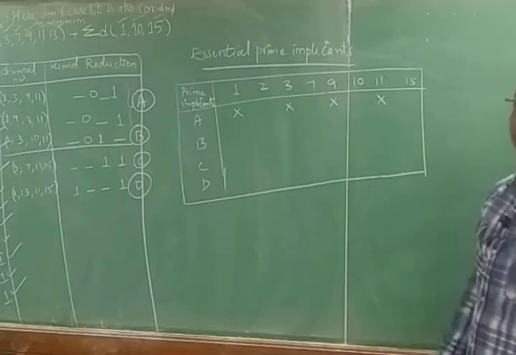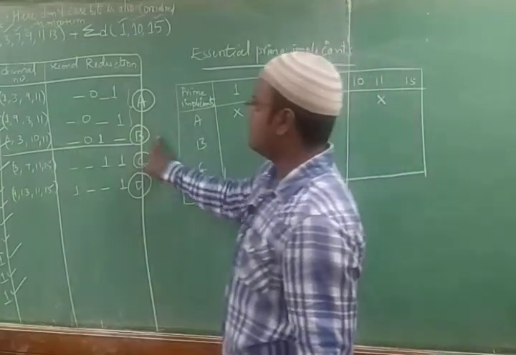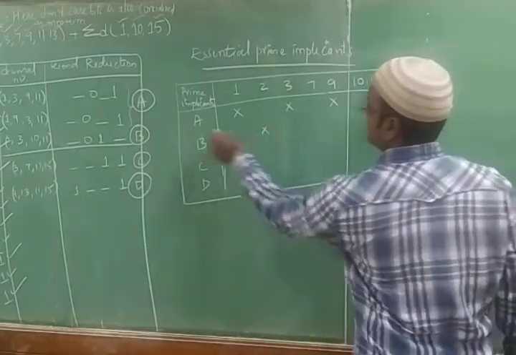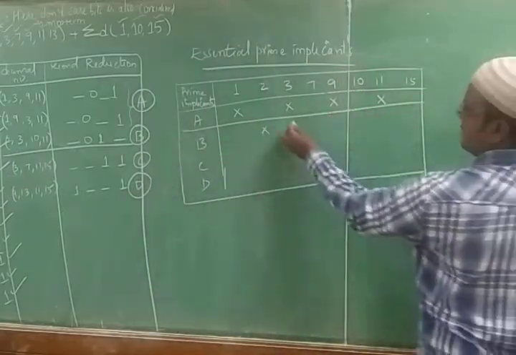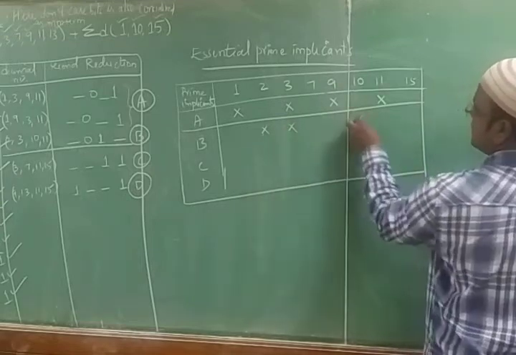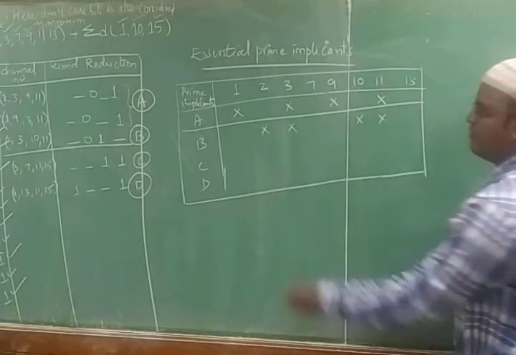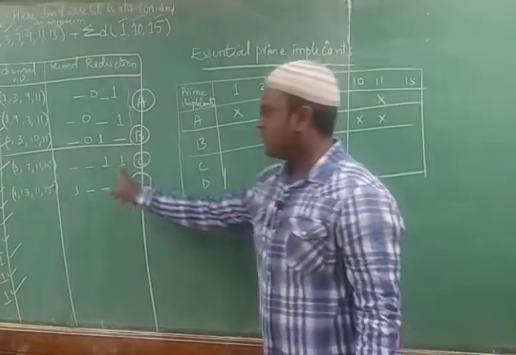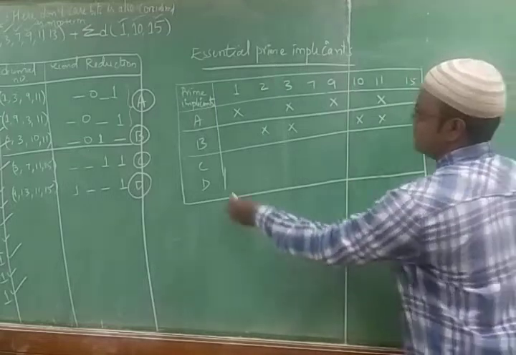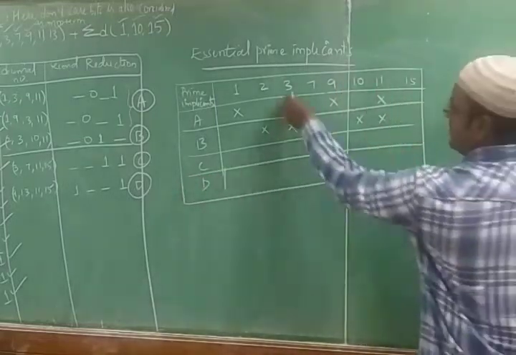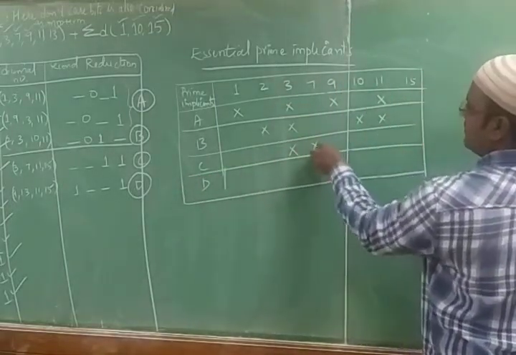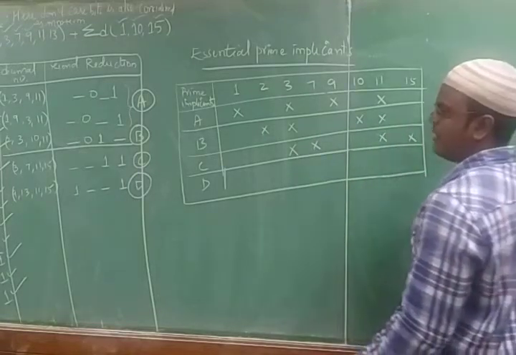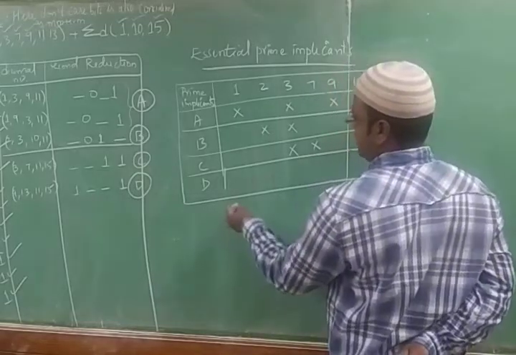We put the cross. Similarly for B, what is the B value? 2, 3, 10, 11. So this we wrote. Next is C. What is the C value? 3, 7, 11, 15. We wrote it. Next is D. What is D? 9, 13, 11, 15.